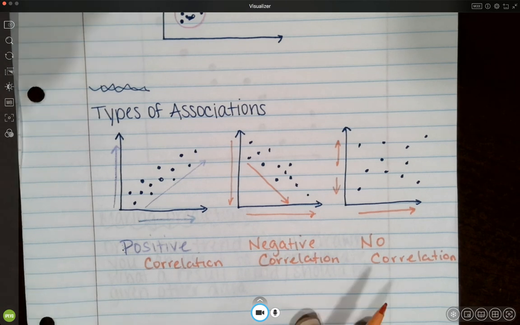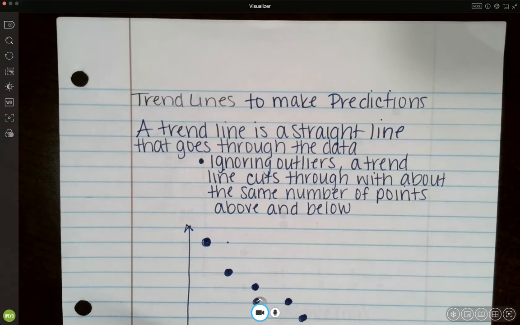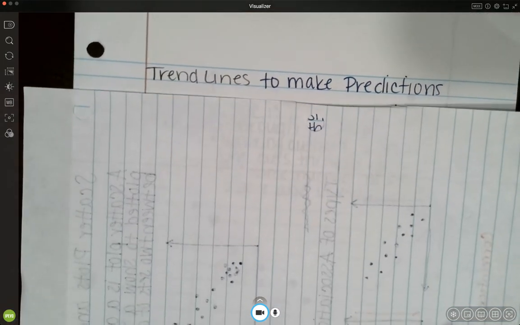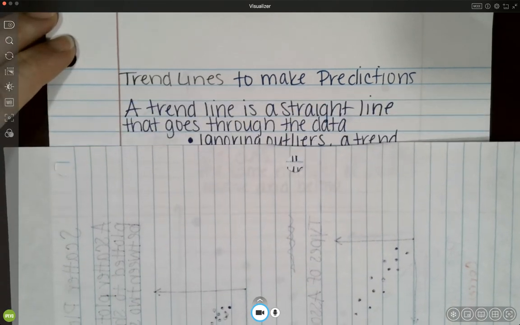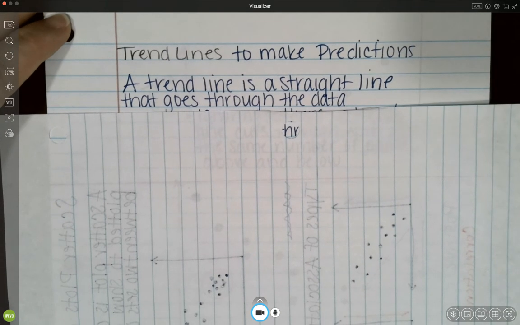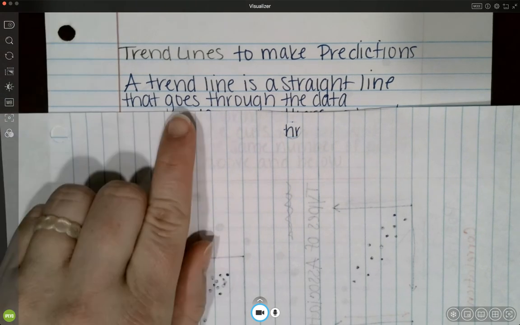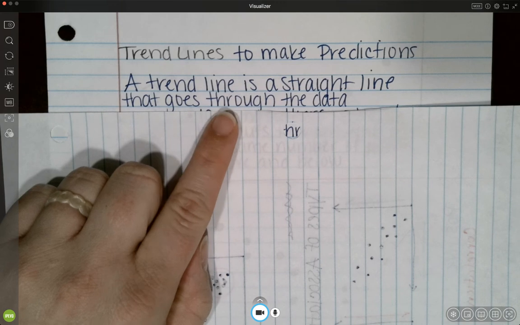All right. The other part of scatter plots that we work with is trend lines, and we can use these trend lines to make predictions. So what does that mean? First thing we have to understand, what is a trend line? A trend line is a straight line that goes through the data, so it's linear. Notice it goes through the data.